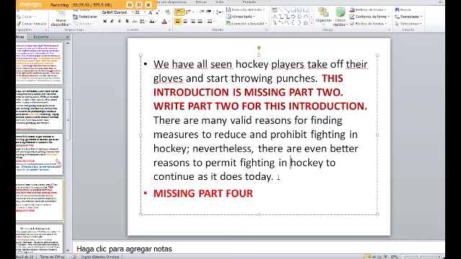And then you would have to do some brainstorming in order to come up with some decent reasons why, in this case, fighting in hockey should remain acceptable. And that will give you ideas that you can incorporate into your last sentence of this introduction, which is where you mention the organization.